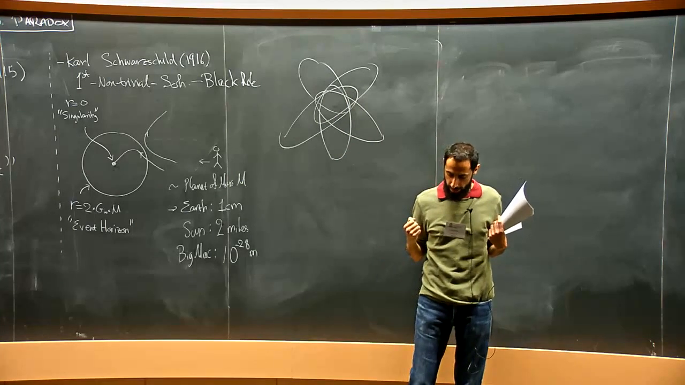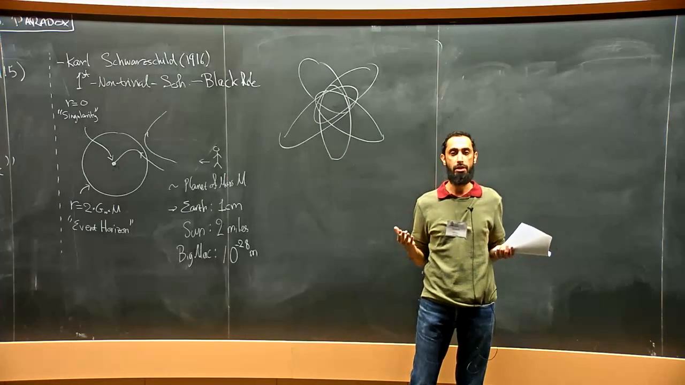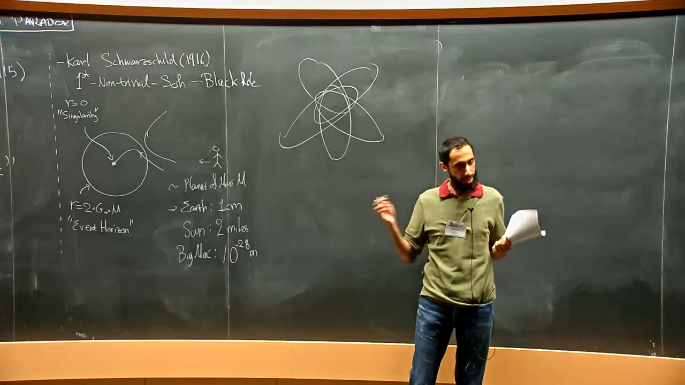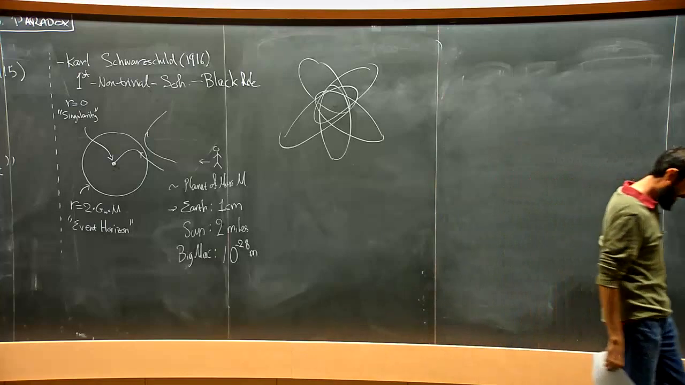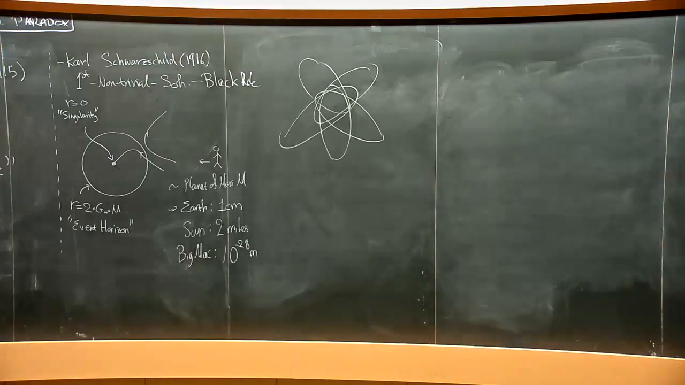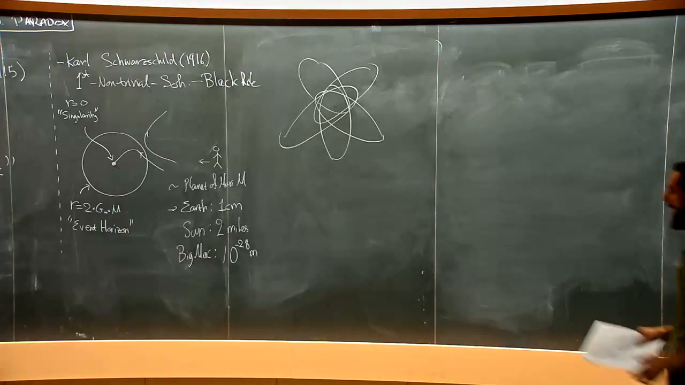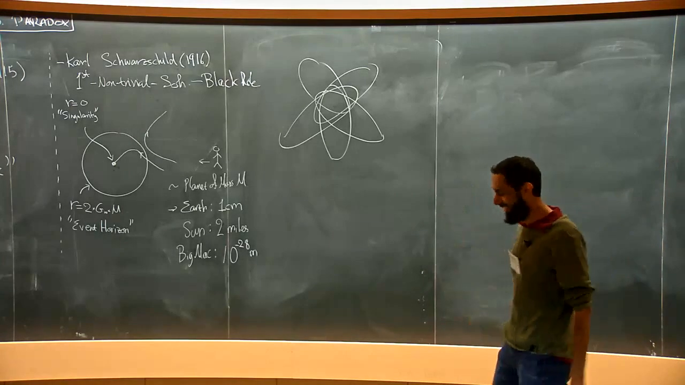If I'm not mistaken, something like billions. 3 million times the mass of the sun. Okay, 3 million times the mass of the sun. Okay, thank you. Wikipedia again. There you go. How many Big Macs is that?